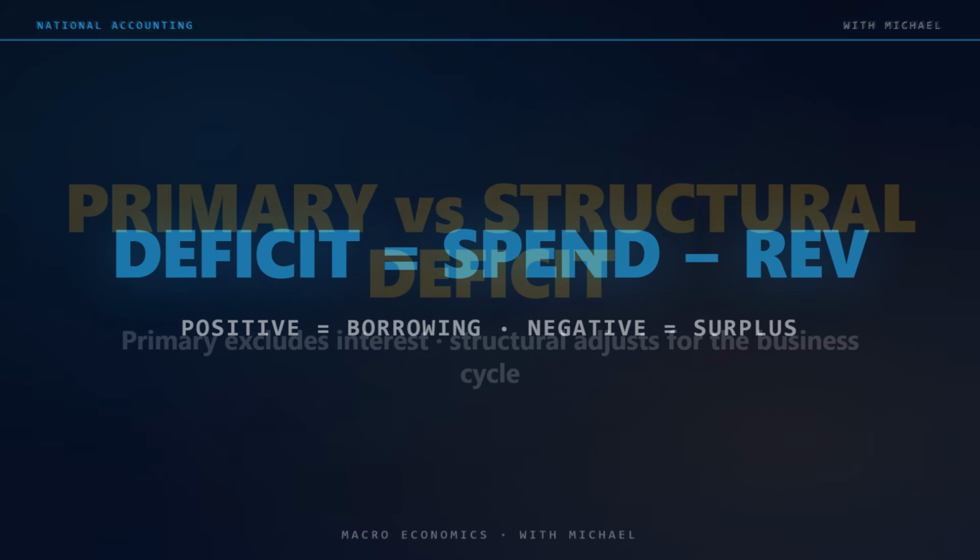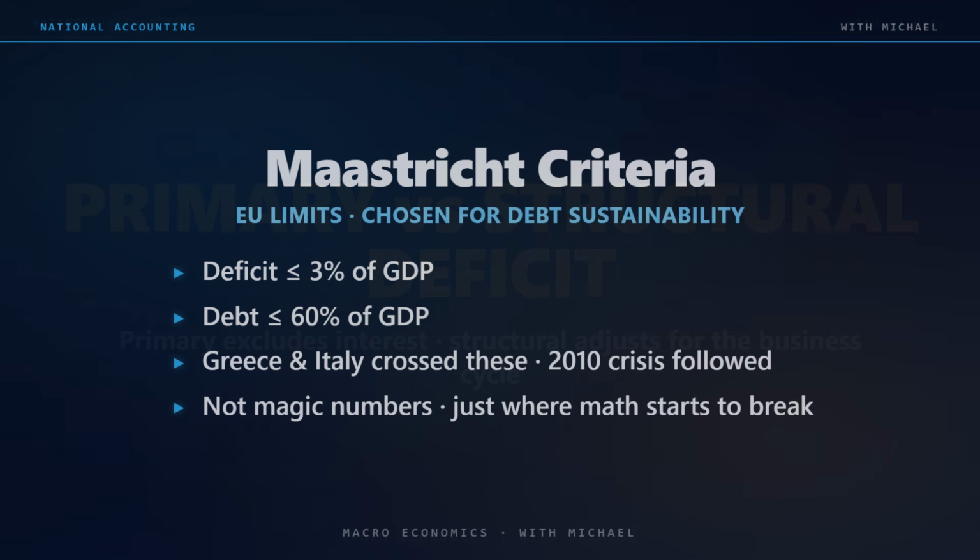There are two important refinements. The primary deficit excludes interest payments. It measures whether the government's non-debt activities are paying for themselves. The structural deficit adjusts for the business cycle. It measures what the deficit would be in a normal economic year.